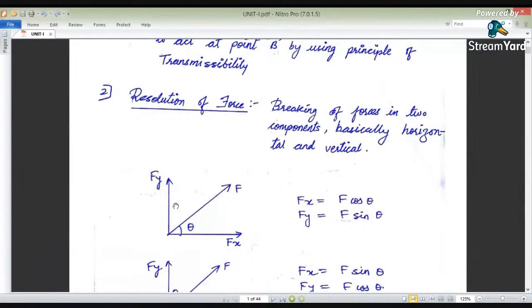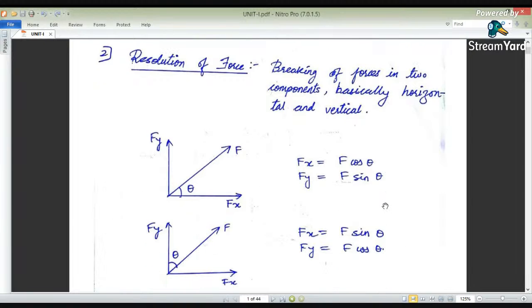Okay. So again, if the force is making an angle of theta with the horizontal, then we can resolve it along the x and y directions. We are considering Fx as the horizontal direction, whereas Fy is the vertical direction. Since it is making an angle of theta with the horizontal, Fx is nothing but F cos theta, whereas the vertical force Fy is nothing but F sin theta.